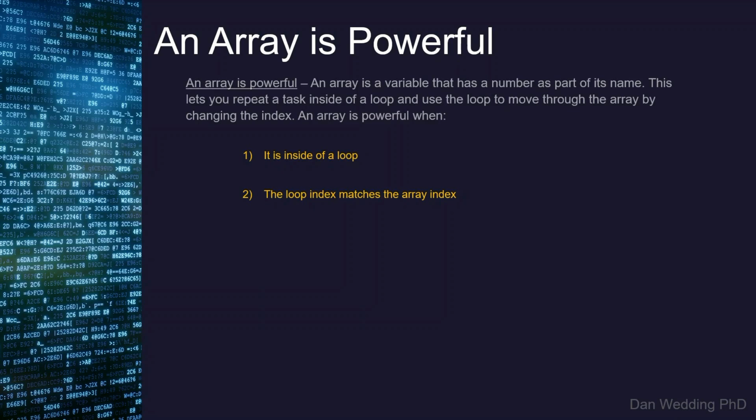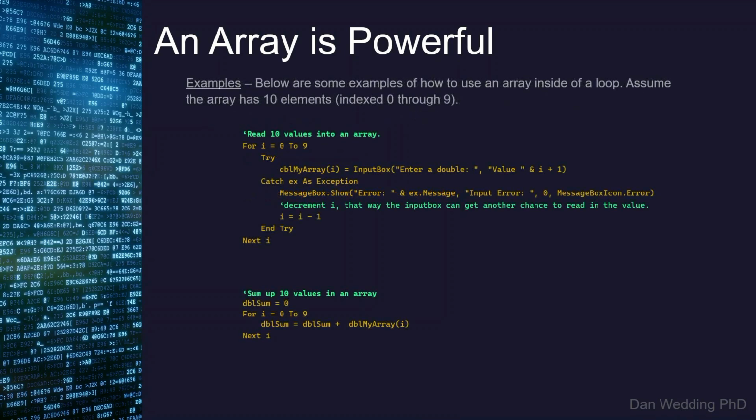An array is a variable that has a number as part of its name. This lets you repeat a task inside of a loop and use the loop to move through the array by changing the index. An array is powerful when it is inside of a loop and the loop index matches the array index. Below are some examples of how to use an array inside of a loop. Assume the array has 10 elements, indexed 0 through 9.